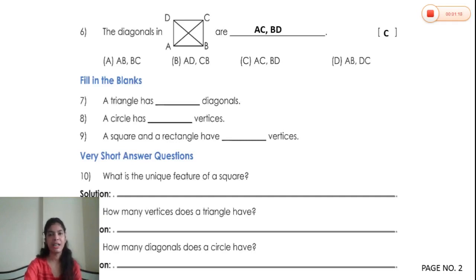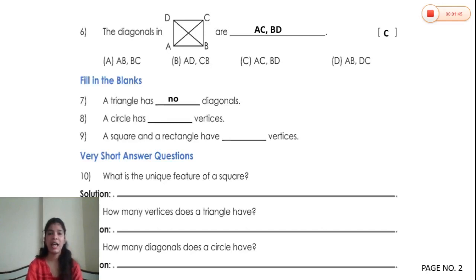Now move to the fill in the blanks. A triangle has dash diagonals. You can see the triangle. Now can you tell me, does a triangle have diagonals? Can any vertex meet another vertex? No. So the answer is no.